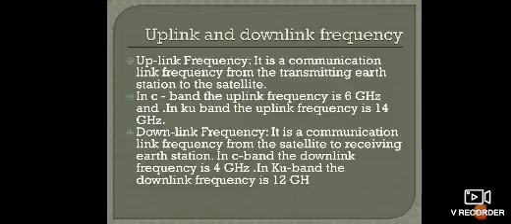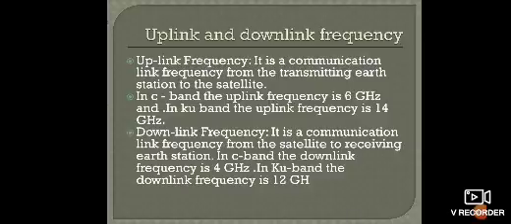In the C band, the uplink frequency is 6 gigahertz, and in the Ku band, the uplink frequency is 14 gigahertz. So what is a downlink frequency? It is the communication link frequency from the satellite to the receiving earth station. In the C band, the downlink frequency is 4 gigahertz. In the Ku band, the downlink frequency is 12 gigahertz.